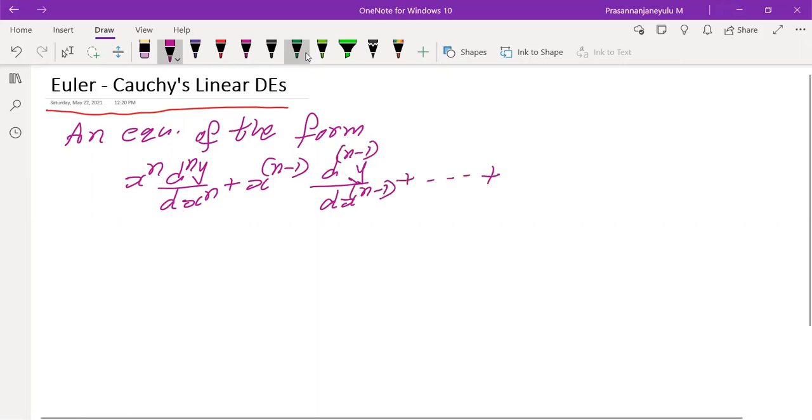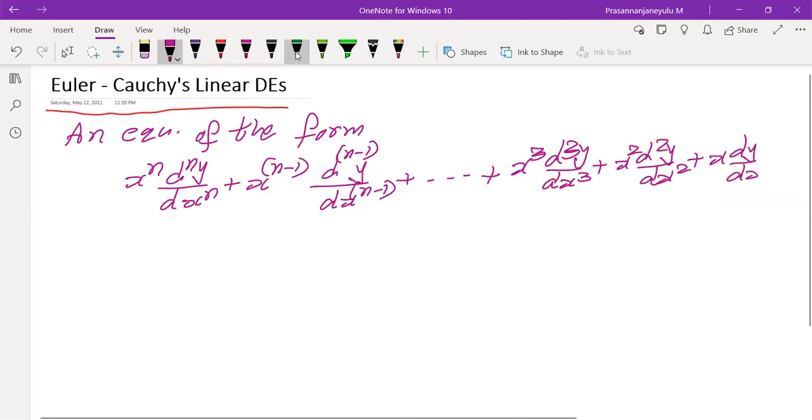plus x square into d square y by dx square. What is the previous term of x square into d square y by dx square? It is x cube into d cube y by dx cube plus x square into d square y by dx square plus x into dy by dx plus y is equal to q of x. Right hand side will be q of x.